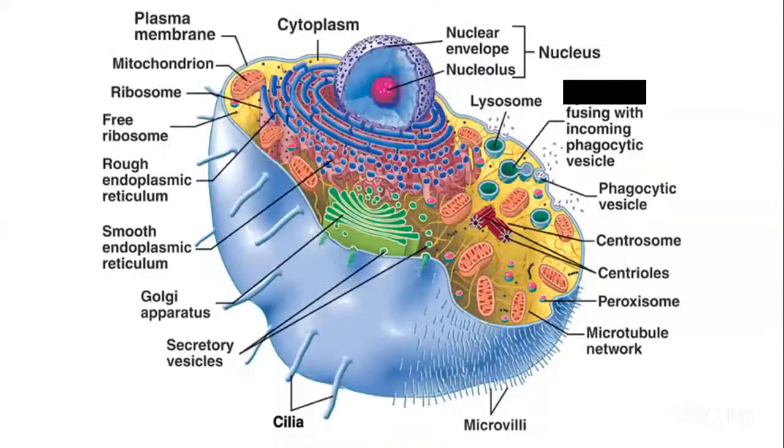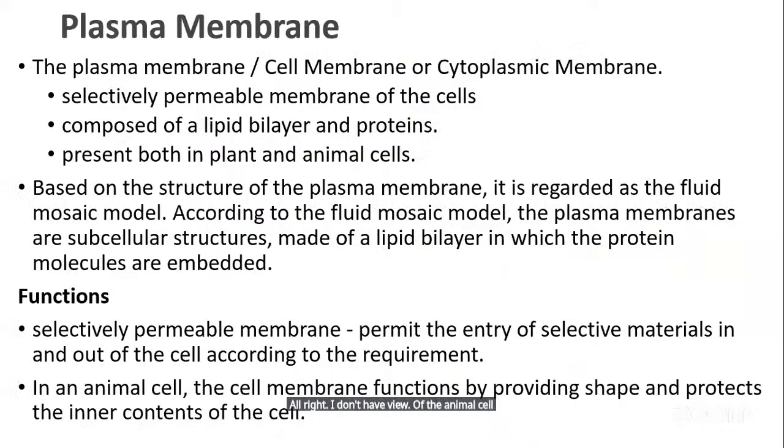All right. Another view of the animal cell. The outermost part of the cell, which is the pot in your soup, is called the plasma membrane or the cell membrane. Now, this plasma membrane is selectively permeable. That means it selects the materials it allows to go in or out of the cell. And the plasma membrane is made up of a lipid bilayer, and that lipid bilayer has proteins inside it and on top of it.